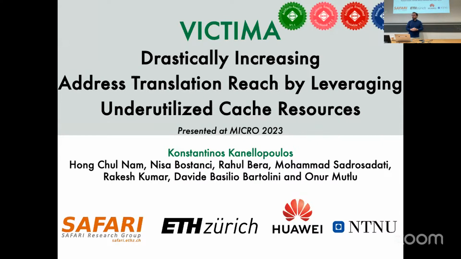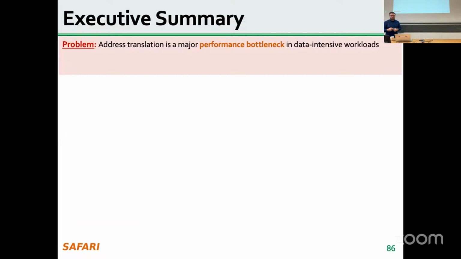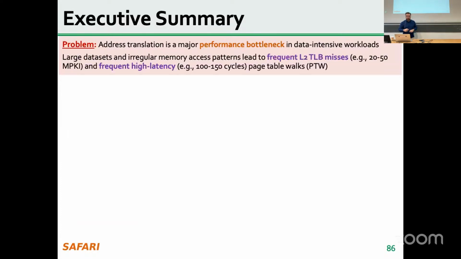Now I'm going to talk about a different technique, Victima, which can drastically increase the address translation rates by leveraging underutilized cache resources. This is my executive summary. As I discussed before, address translation is a major bottleneck in data-intensive workloads for two reasons. We have very large data sets and irregular memory access patterns that lead to very frequent L2 TLB misses, let's say 20 to 50 L2 TLB misses per kilo instruction, and frequent high-latency page table walks, let's say 100 to 150 cycles per page table walk.